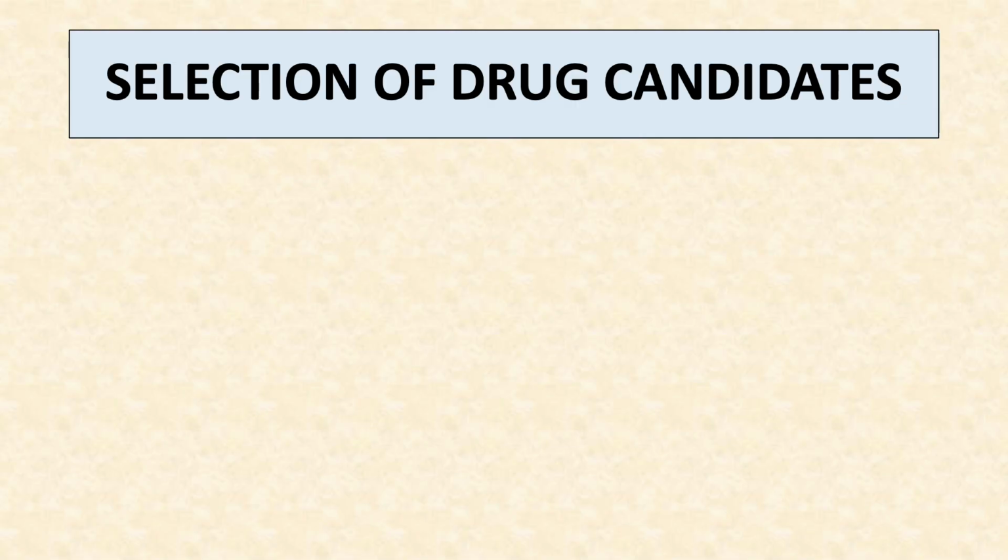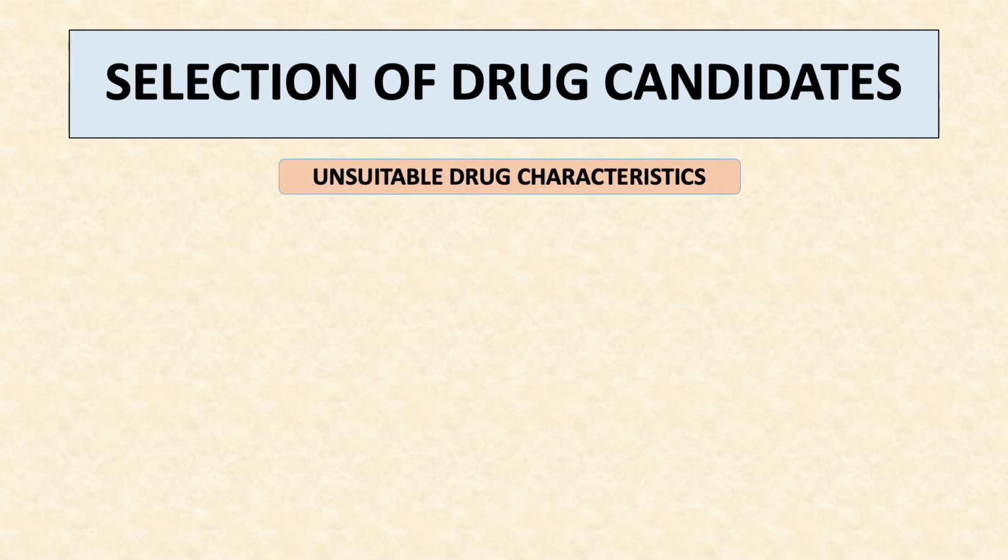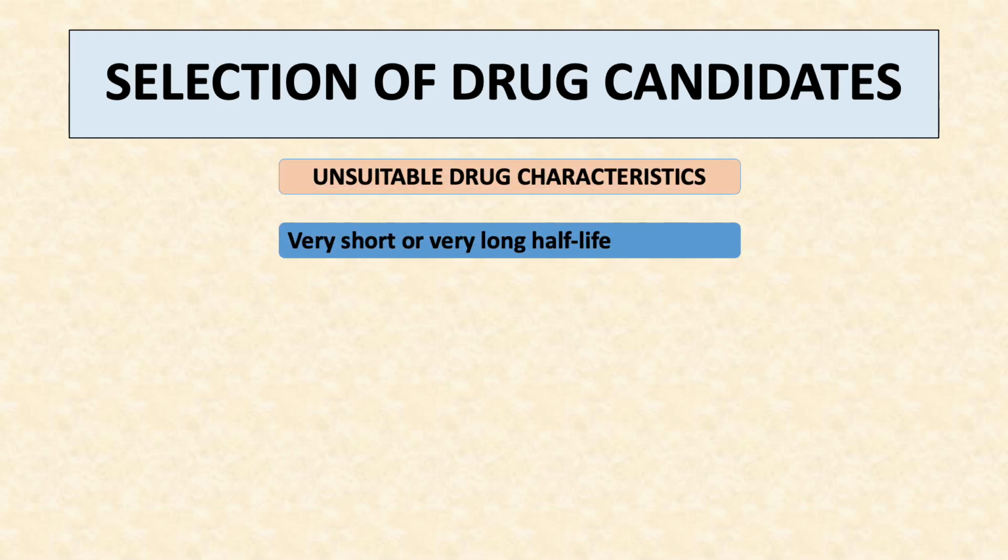Not all drugs are appropriate for controlled drug delivery. Some pharmacokinetic or physicochemical properties make controlled release not only ineffective but potentially dangerous. So, unsuitable drug characteristics. First, very short or very long half-life.